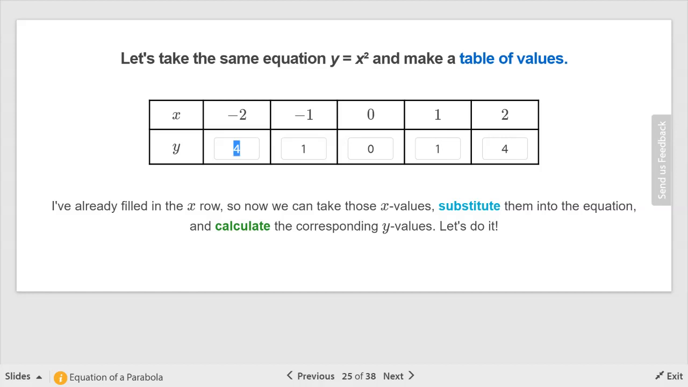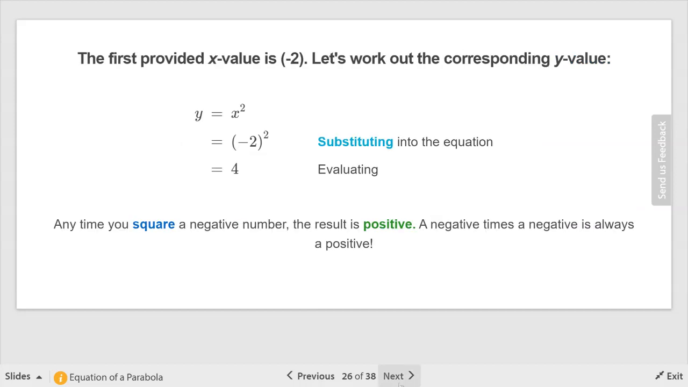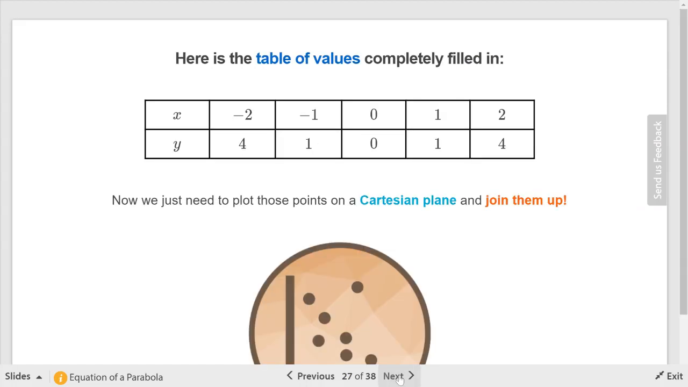What you notice is that the y value is the same for -2 and 2. It's the same for -1 and 1. And this is how you end up with the curve, starting at 4, going down, going back up. When you substitute into the equation, you have to square each of these values to get the corresponding y values. The first provided x value is -2, so we substitute it in, just like I did, and we square it and we get 4. We did that for all of those values. And that's how we get that table.